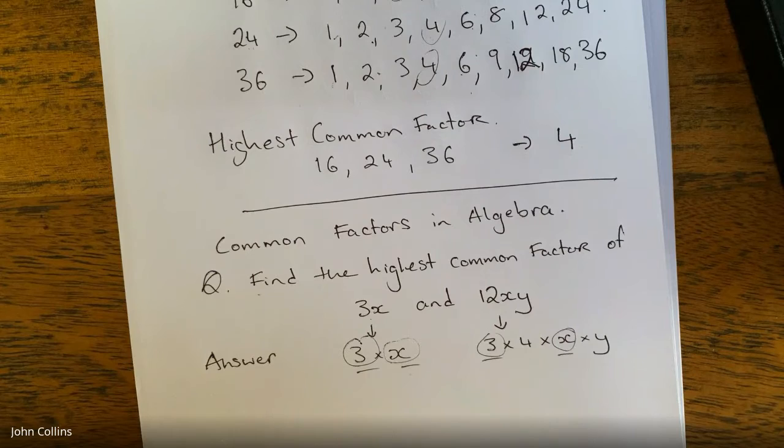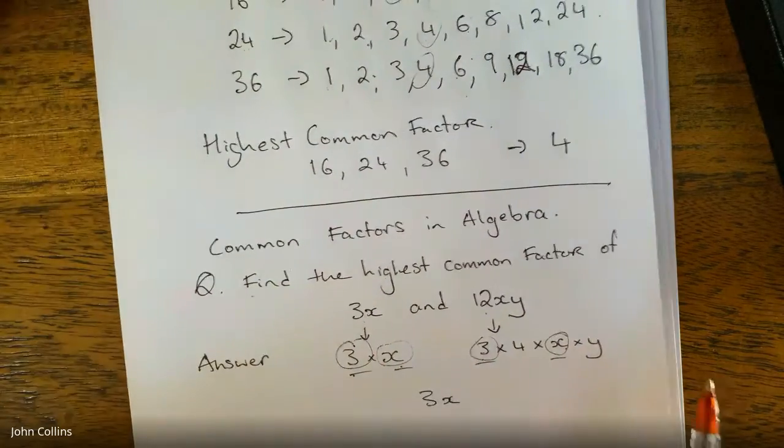The highest common factor is 3x. So the answer is 3x because it's in 3 and x, and it's in 3 and x here. So it is something that could, if you work the opposite way, divide in. So if you just want to do the numbers, pick a number that divides into both 3 and 12, 3. And then if x is in both, you need to include that as well.